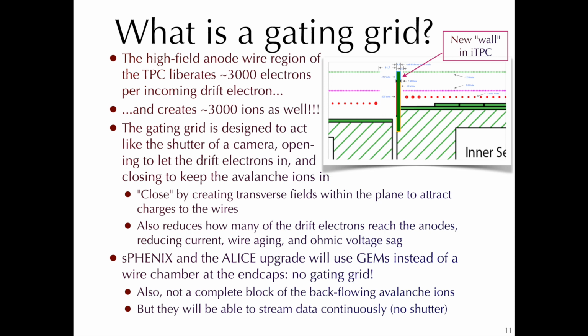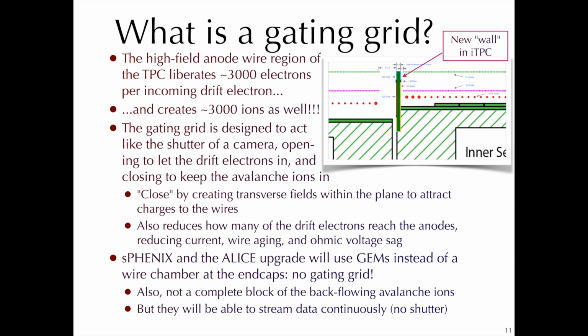So this creates a transverse field, so the ions coming out slowly drift transversely, and instead of just passing straight through this grid, they curve and turn and then fall onto the anode wires that are at the more negative potential. So the positive ions drift to the negative 190 volt wires and then neutralize there. So that is essentially the way that the gating grid closes.